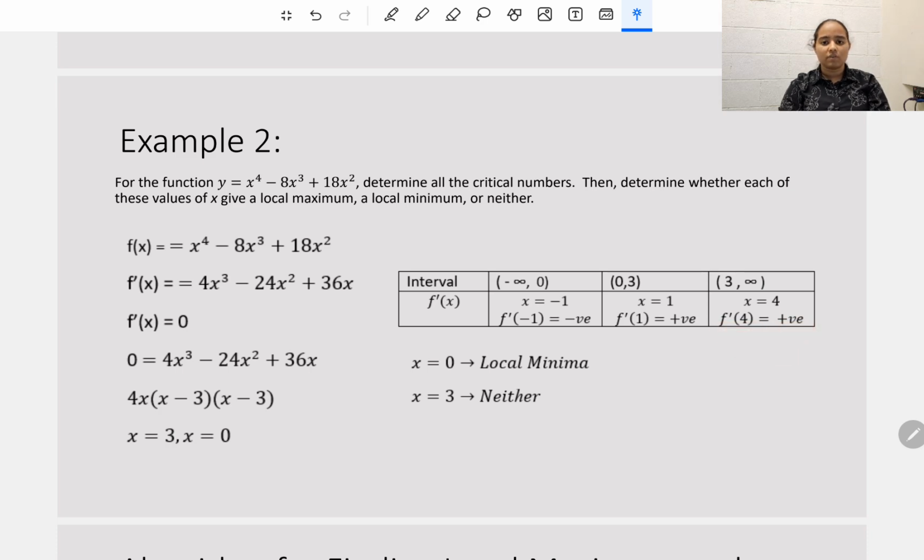Now that we know the intervals of increase and decrease, we can define x equals 3 or x equals 0 to either be a local maxima, minima, or neither. If we analyze the table, we can see the function is decreasing from negative infinity to 0, and then from 0 to 3, it's increasing. So when the sign changes from negative to positive, there is a local minima. So we can say that x equals 0 is a local minima.